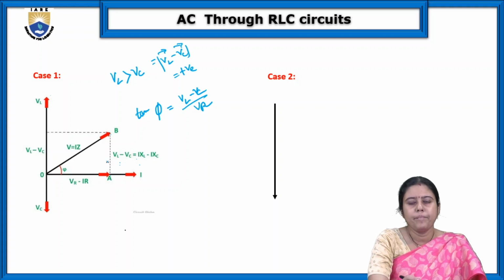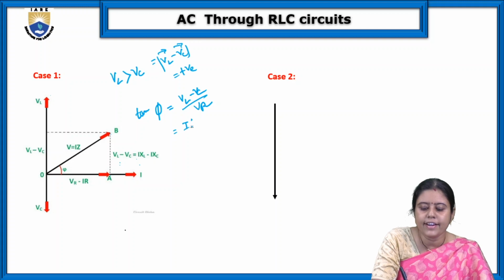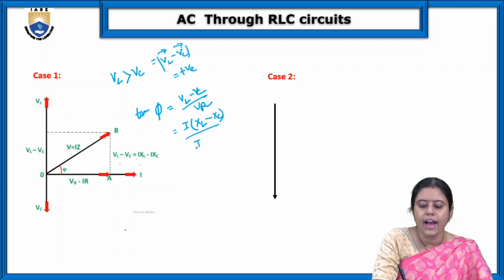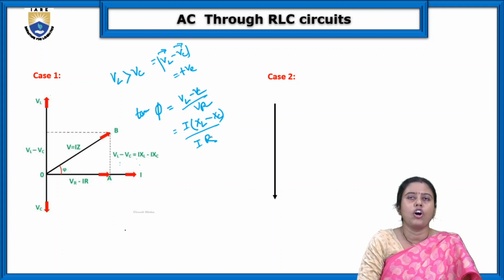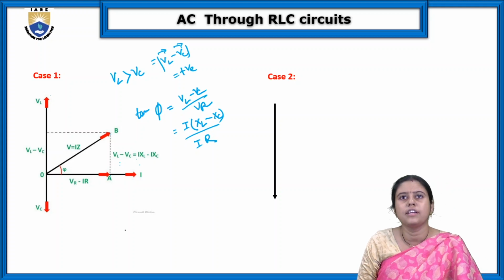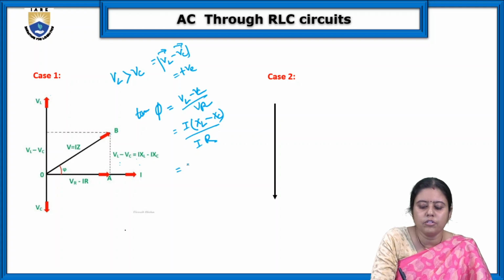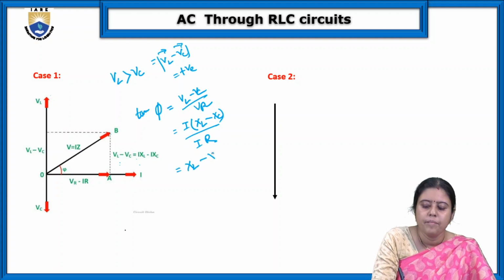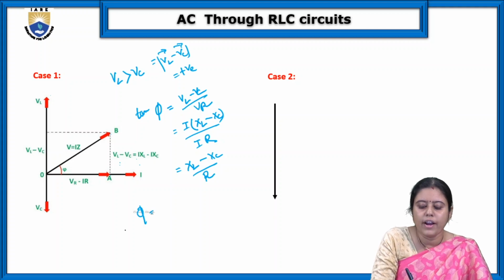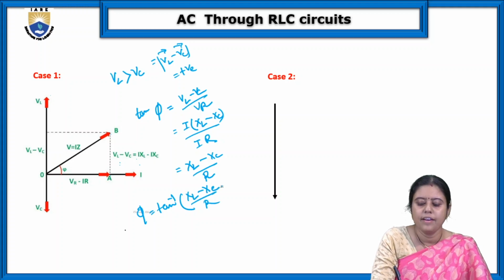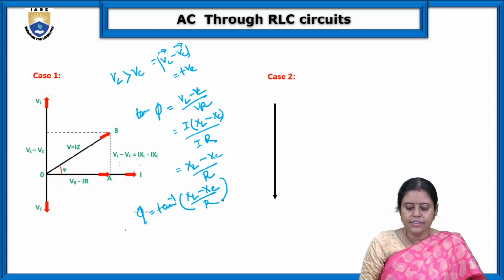perpendicular by base. So we can write I(XL minus XC) by I into R, as I is constant throughout the circuit. So I cancels out and we get (XL minus XC) by R. This is tan phi. So phi is equal to tan inverse of (XL minus XC) by R. This is our phase angle.